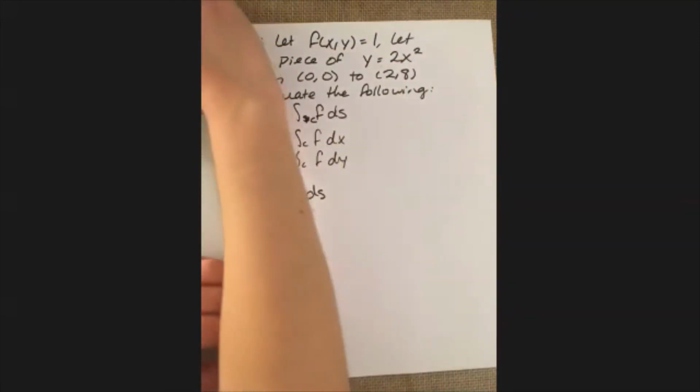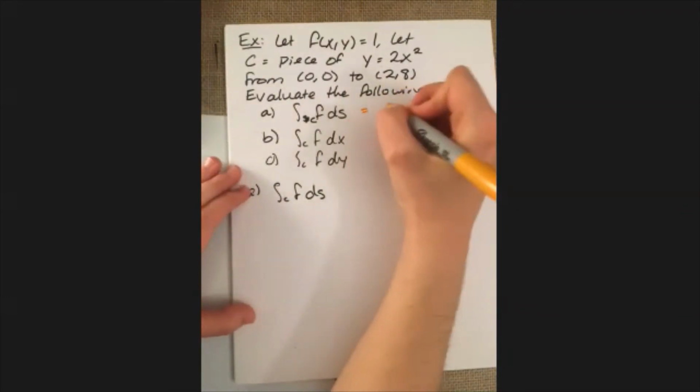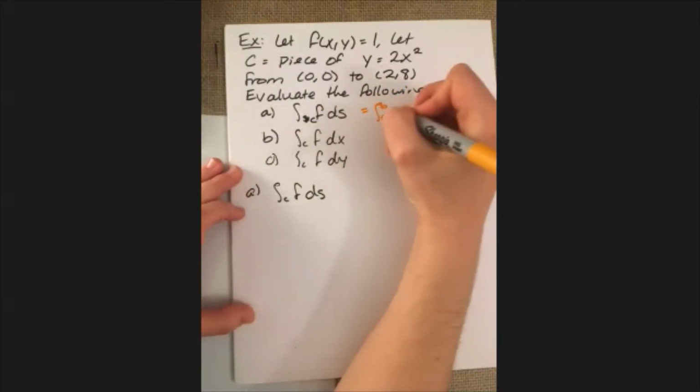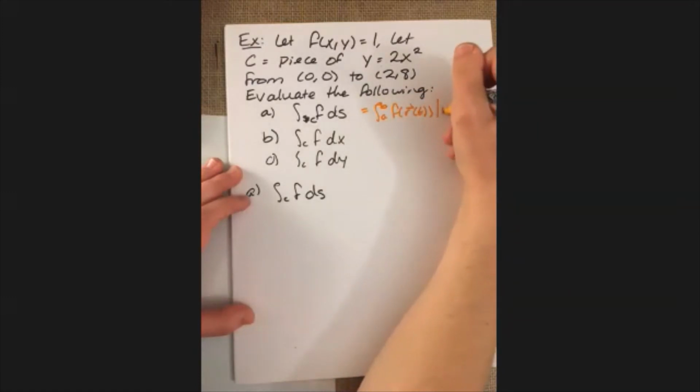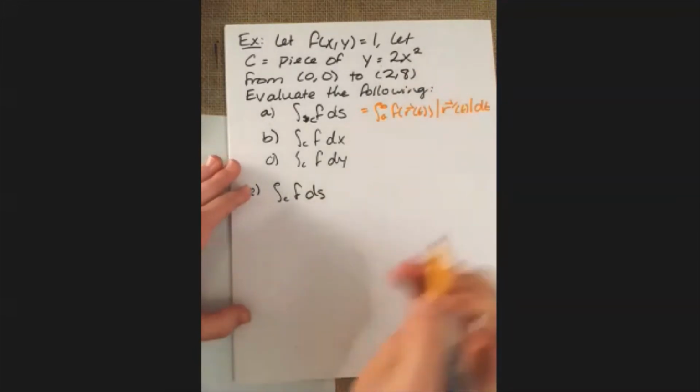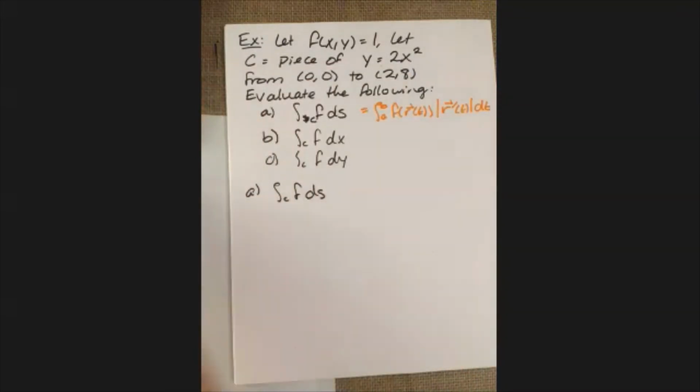Because this is equal to the integral from a to b of f of r of t times the length of r prime of t, dt. So for any of these, we're going to need the parameterization.